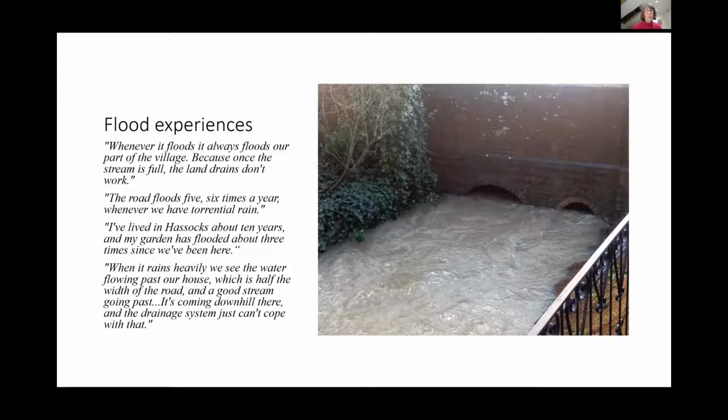When it rains heavily, we see the water flowing past our house, which is half the width of the road, and a good stream going past. It's coming downhill there and the drainage system just can't cope with that.